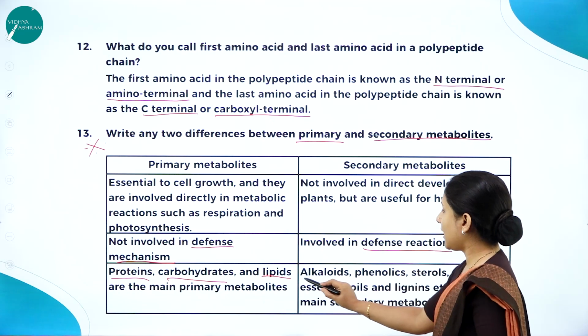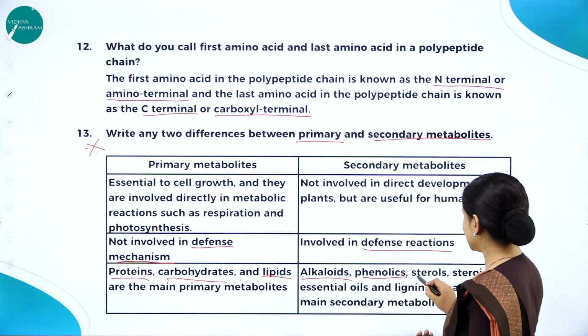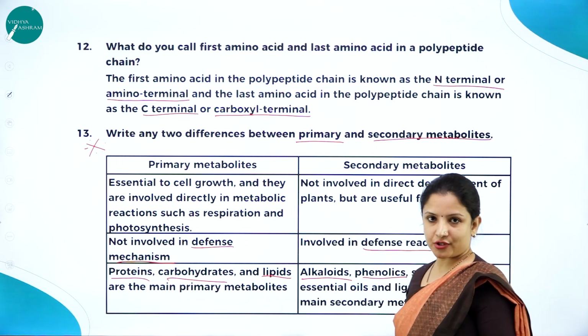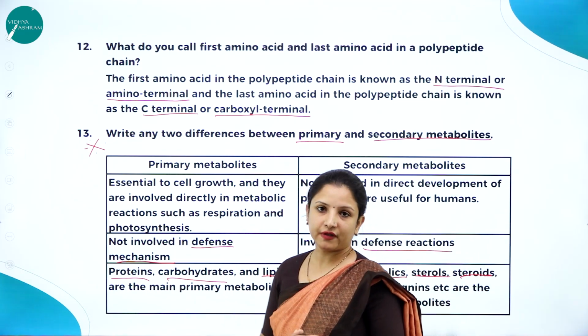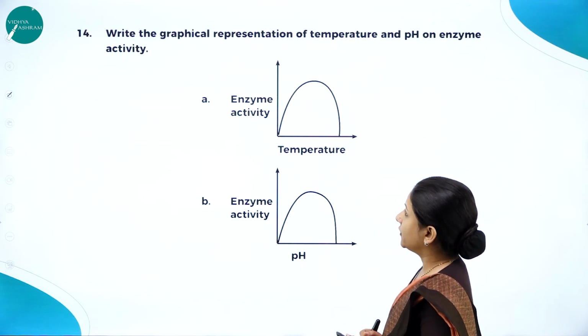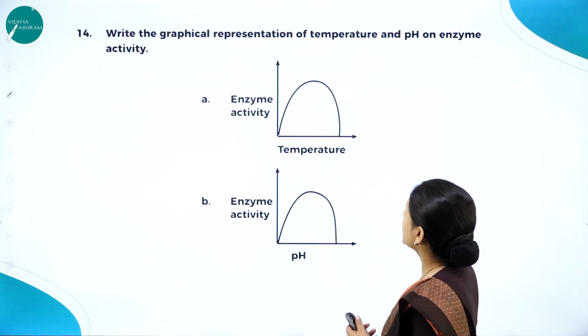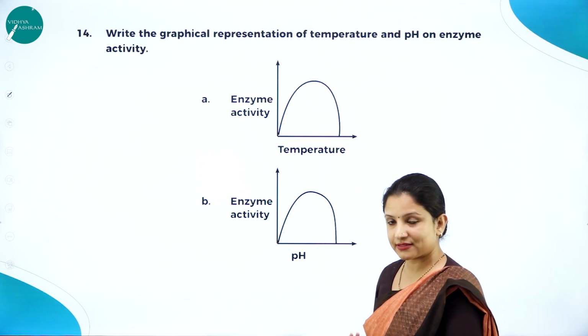Secondary metabolites, alkaloids, phenolics, sterols, steroids, essential oils, toxins, all these are secondary metabolites. So any 2 differences if you write it is enough. So moving further, write the graphical representation of temperature and pH on enzyme activity.